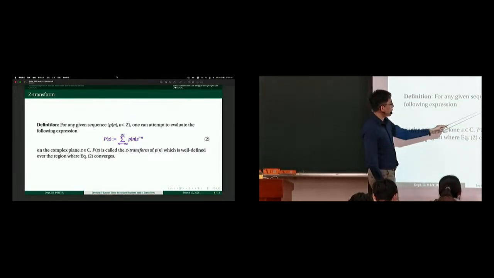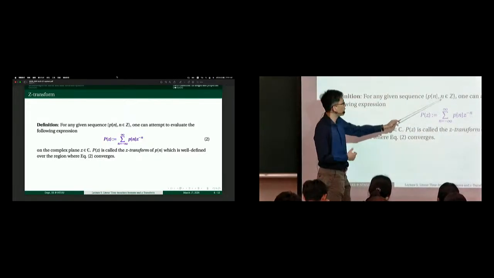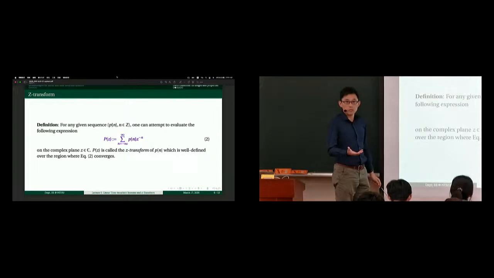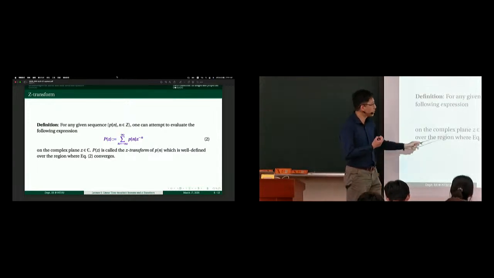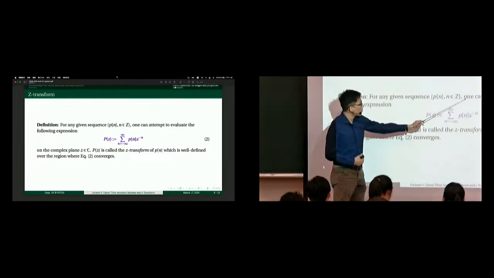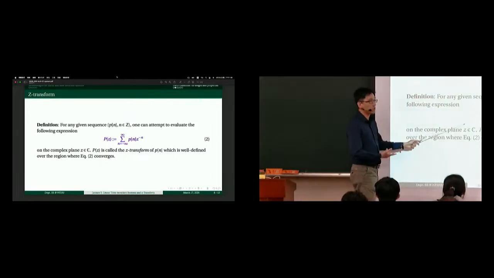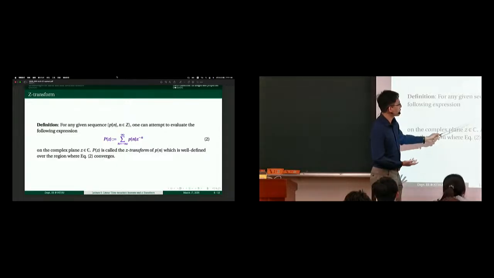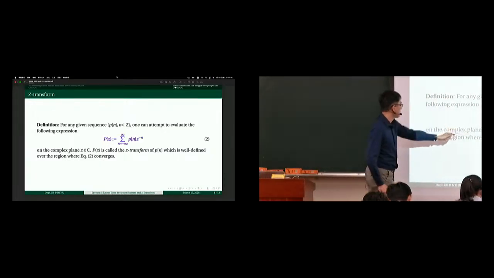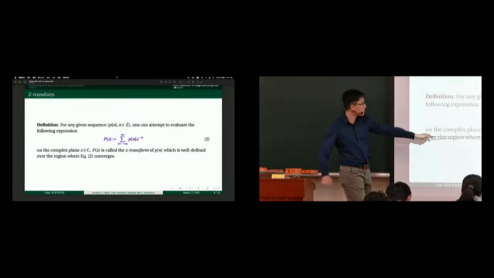So therefore, I've been careful right here. I say, yes, this is a definition for sure, but we can attempt to evaluate this expression. I'm being conservative right here. I can suggest that you try to evaluate the following expression on the complex plane, by the way, Z is a complex number.